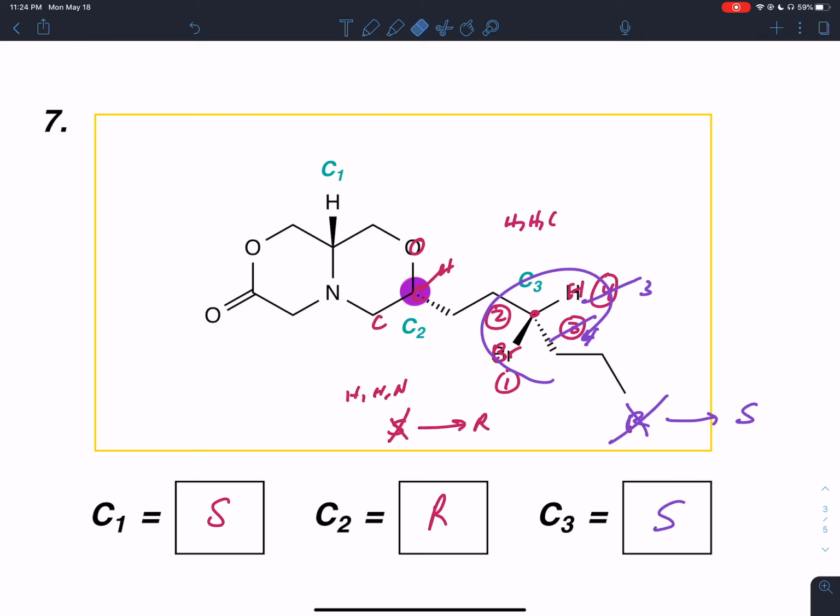Okay, I'm going to do that one more time for you. So remember, if the lowest priority is on an in the plane of the page bond, you will take it and put it in the back and switch it with whatever is in the back. After the interchange process, you will do your semicircle from 1 to 2 to 3. This looks like it's R, but you will flip it to get the true configuration of that asymmetric center.